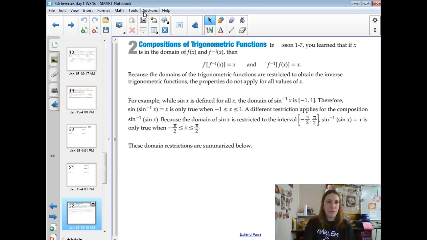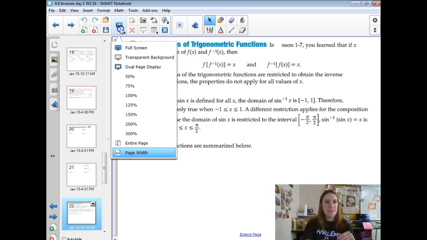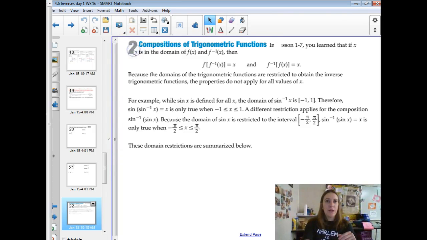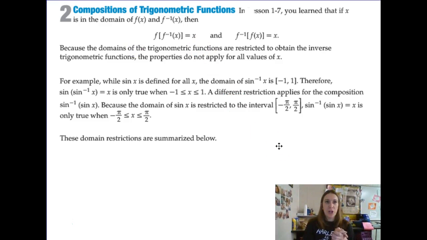So our lesson for 4.6, which is inverse trigonometric functions, we kind of stopped in the middle of our first page of notes and called that day 1 on the previous lesson. So this is part 2, or day 2. And we're going to talk about composing trig functions together.